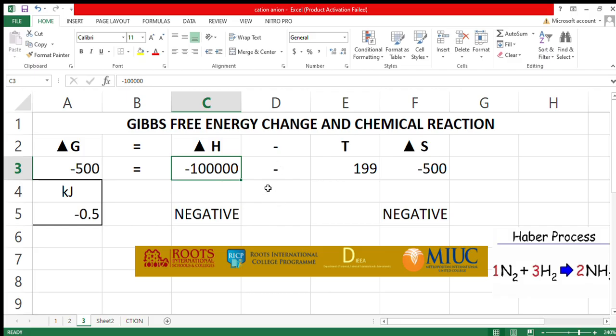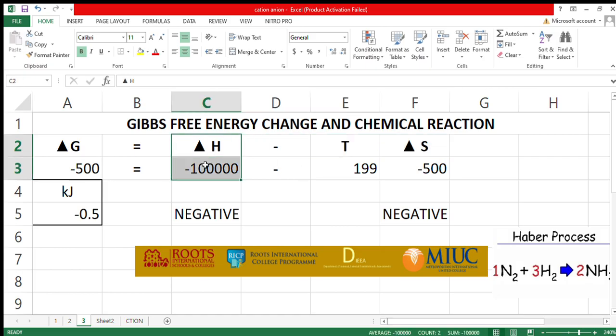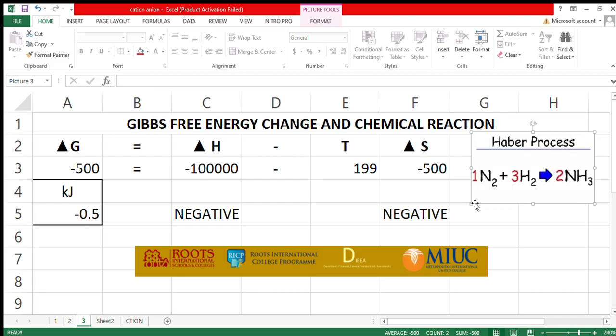Because you can see there is a minus value here that is multiplying this minus value, minus minus plus. Now if this part of the equation becomes plus, this part of the equation must be more negative to make the entire answer negative. So this is a typical example of a chemical reaction like the Haber process.